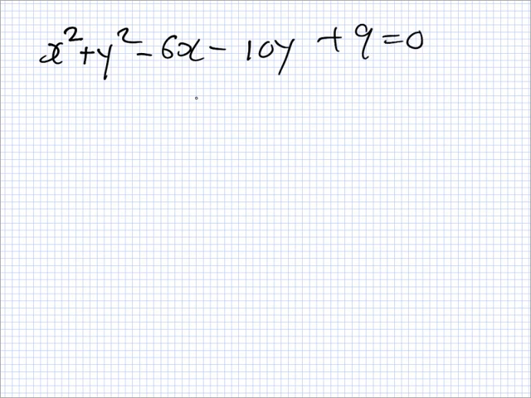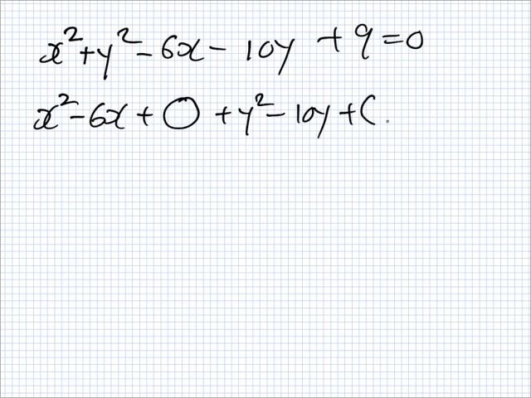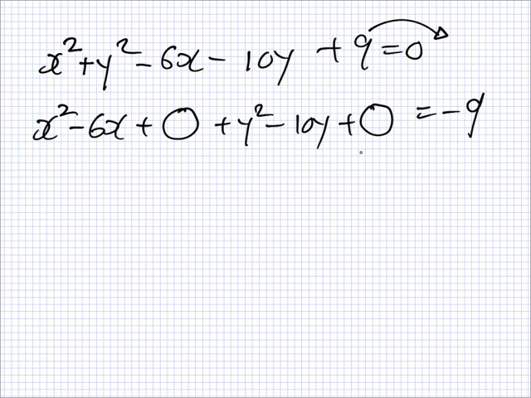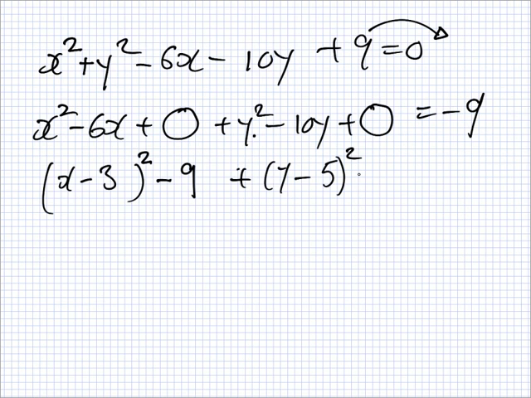Completing the square. So what you do is you write this as x squared minus 6x plus 0 plus y squared minus 10y plus 0 equals minus 9. Now, complete the square here. What do we get? X minus 3 squared minus 9. And then complete the square here. What do we get? Y minus 5 squared minus 25 equals minus 9.